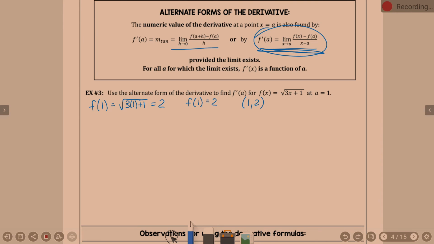More important to me, though, is that you can recognize f of 1 equals 2, because how are they going to give you information in calculus? They're going to give it this way. They're not going to tell you (1, 2). They're going to say f of 1 equals 2. Okay, so we're being asked to find f prime of a when a equals 1.